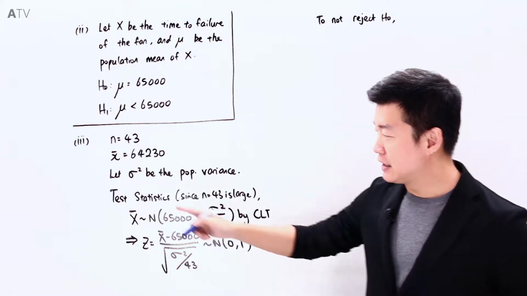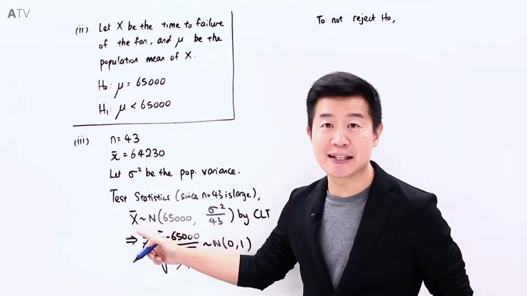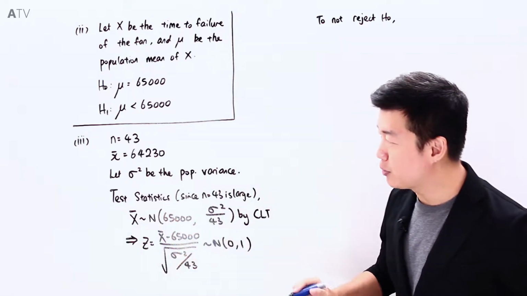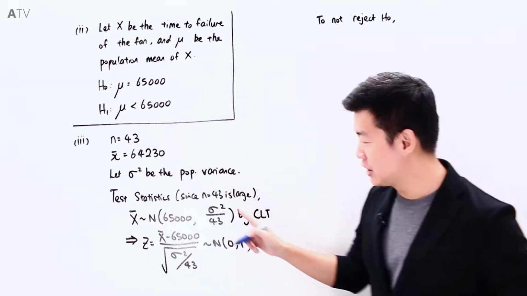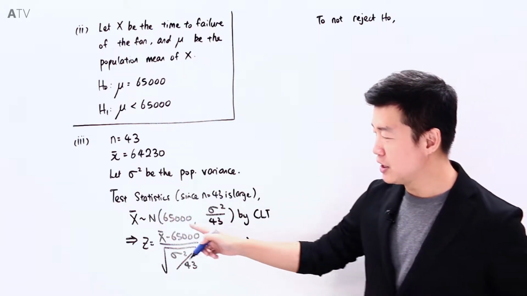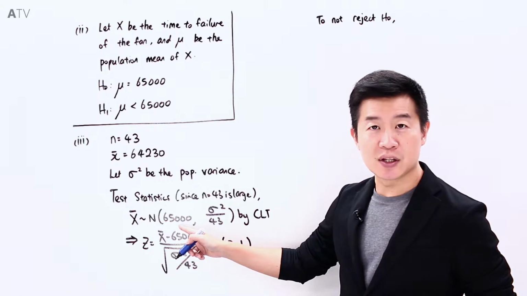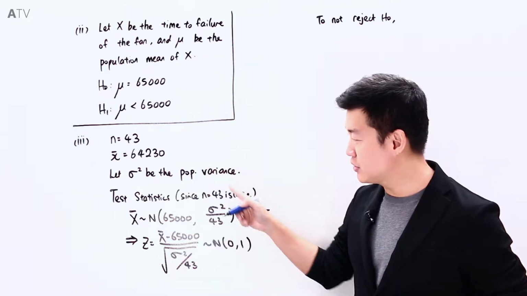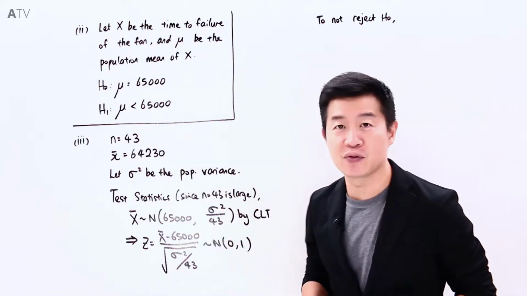then the test statistic, which is one that is for the sample mean, is going to follow a normal distribution because n is large. That's why through the central limit theorem, we can rewrite this as a normal distribution where the mean is 65,000 and the variance is going to be the population variance divided by the sample size, 43.